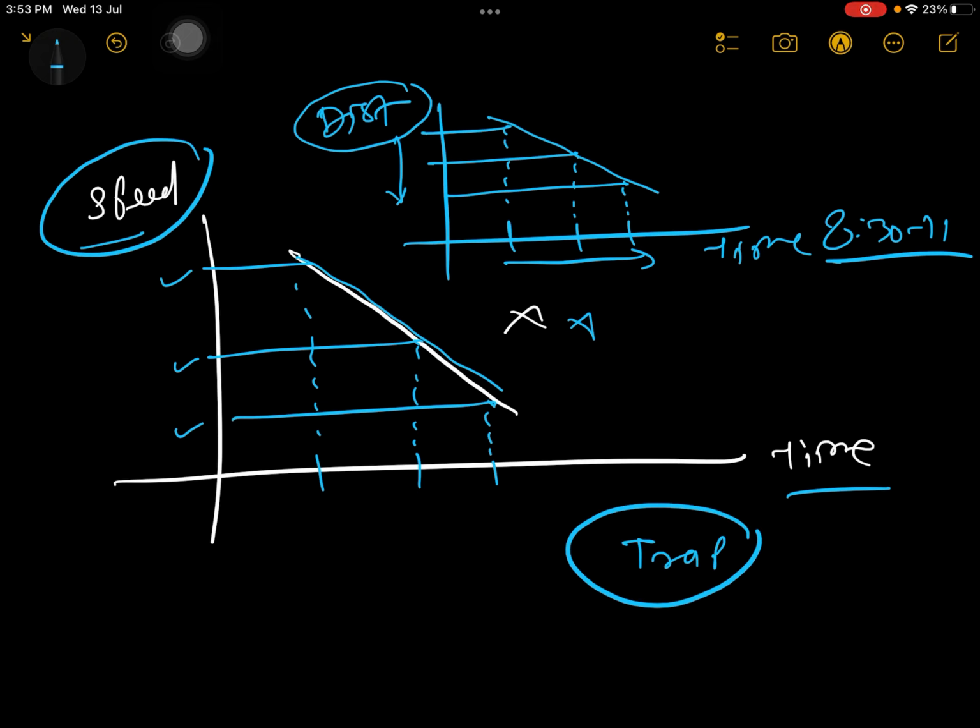You guys are in a trap now. Now what to do? You are in a trap. You may be thinking that this is also a scalar quantity, this is also a scalar quantity. That's why in the beginning itself I said something just to put you in a trap.